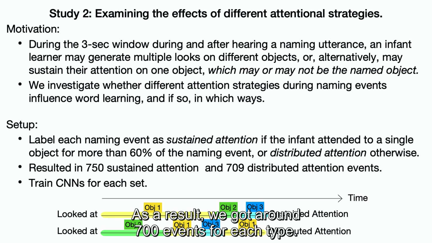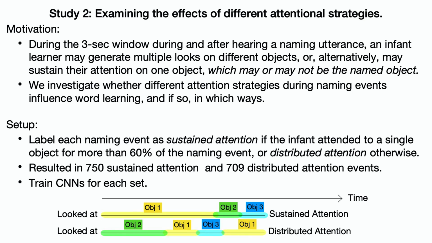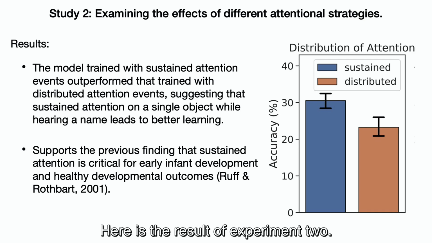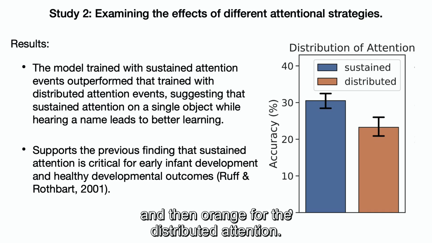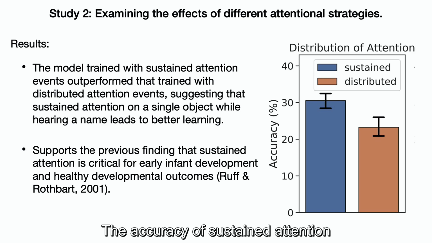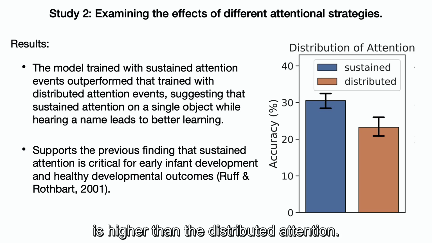As a result, we got around 700 events for each type. We then trained the CNN for each set. Here's the result of experiment 2. We use blue for sustained attention and orange for distributed attention. The accuracy of sustained attention is higher than distributed attention.